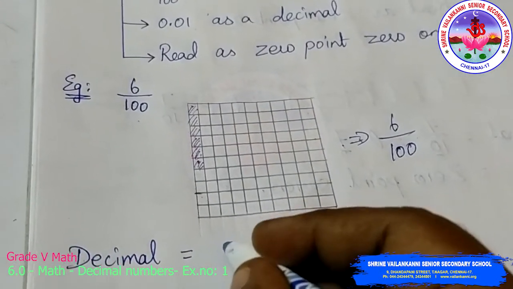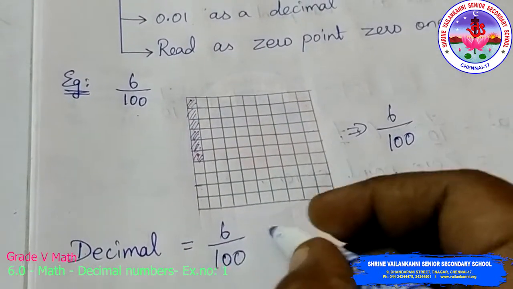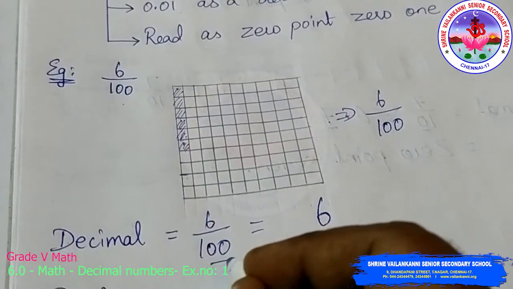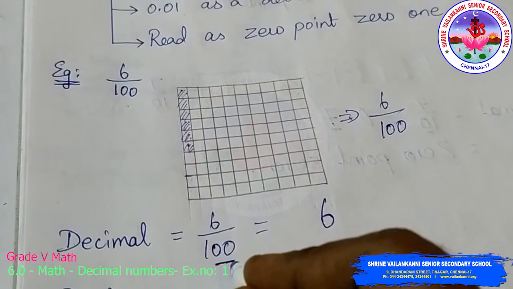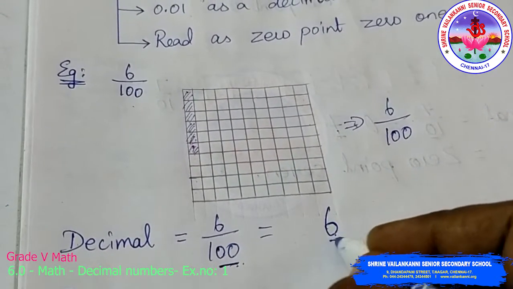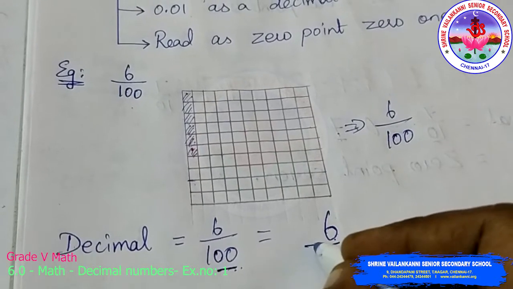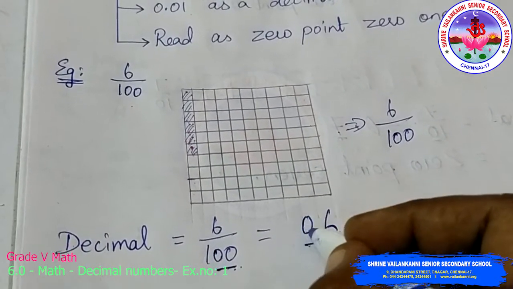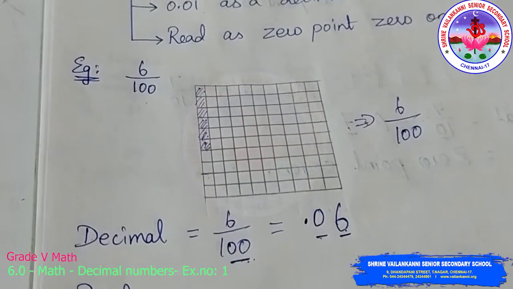So this 6 by 10 can be written in decimal. Write the numerator, check the denominator: 2 zeros in the denominator. So from right to left, 1 place, 2 places. There is no value in the second place, so give 0 and then keep a decimal.